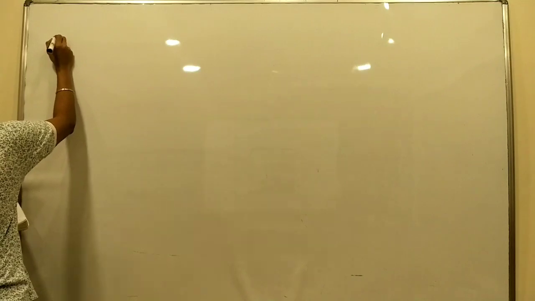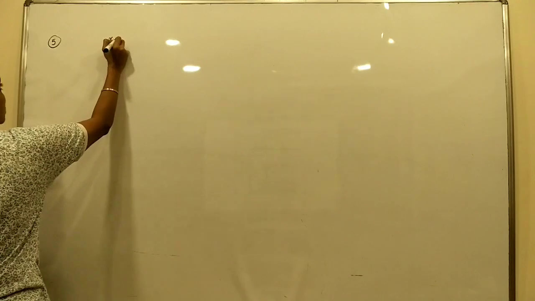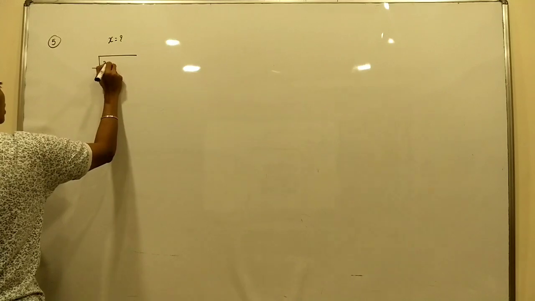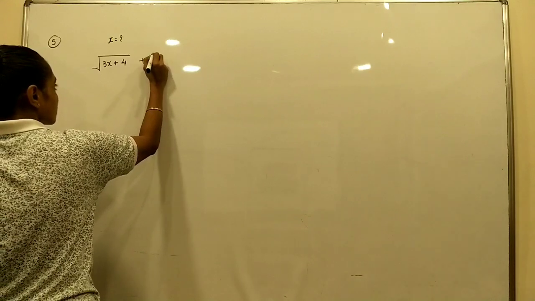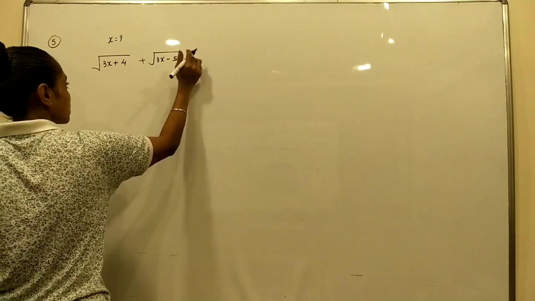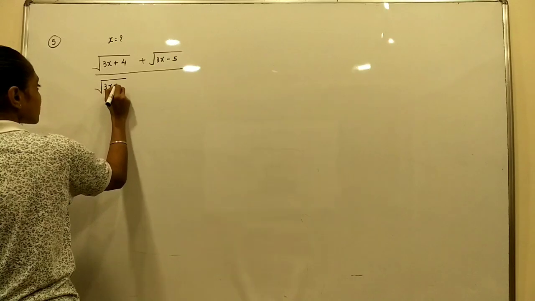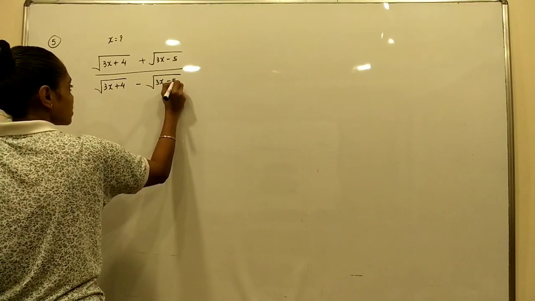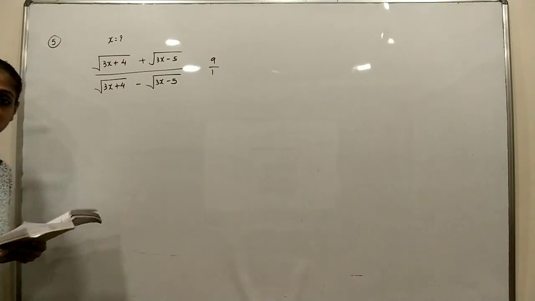Number 5. Using componendo and dividendo, find the value of x. Root of 3x plus 4 plus root of 3x minus 5, upon root of 3x plus 4 minus root of 3x minus 5, equal to 9. It is 9, but we will make it 9 upon 1. Okay, in the question it is 9.